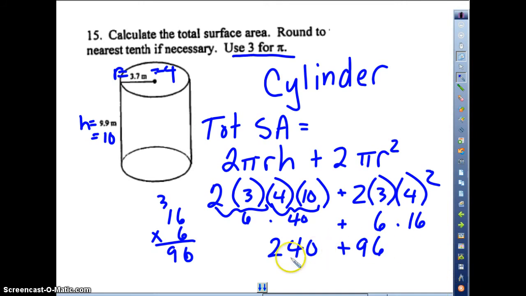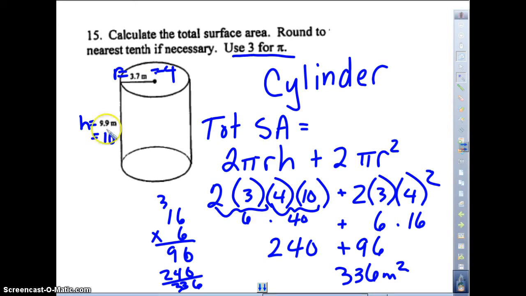Add those two together and you get what? 240. Add on 6. Did you get 336? Now, is that answer going to be bigger than the actual answer or smaller than the actual answer? That's going to be bigger because I rounded this one up and I rounded this one up. This answer is going to be bigger than the actual answer.